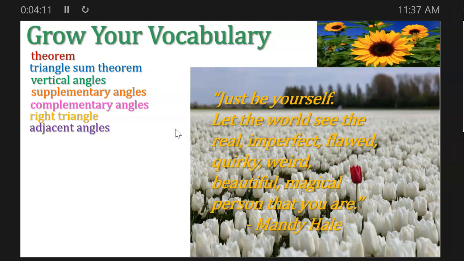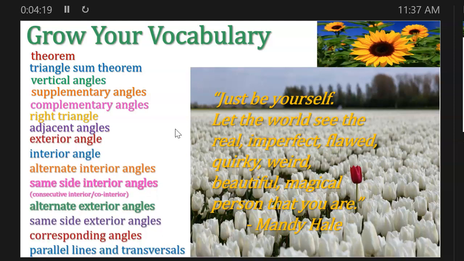Adjacent angles are angles that share a side and also a vertex point. So they're kind of like right next to each other, and they're like neighbors. Now here's some angles we're going to talk a lot about today. A lot of them are formed when we take a couple of parallel lines, which are those lines that go on forever, and they never cross. And then transversals are those lines that cut through them.